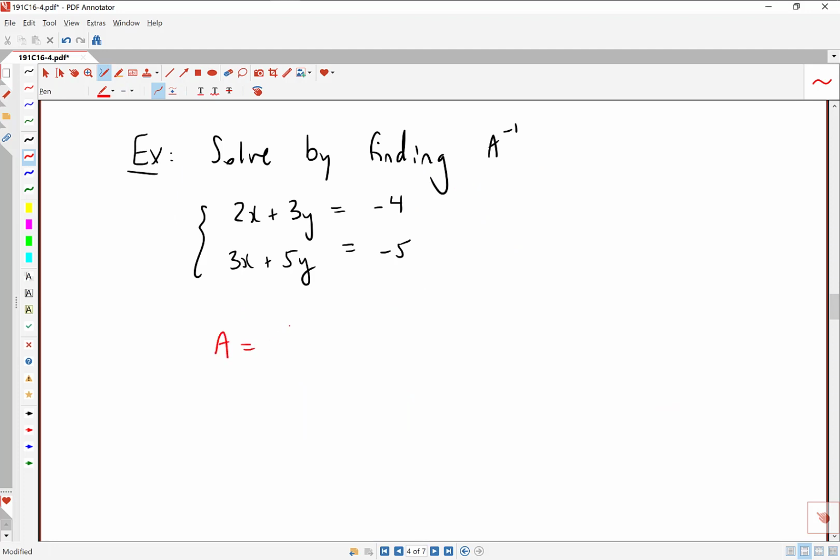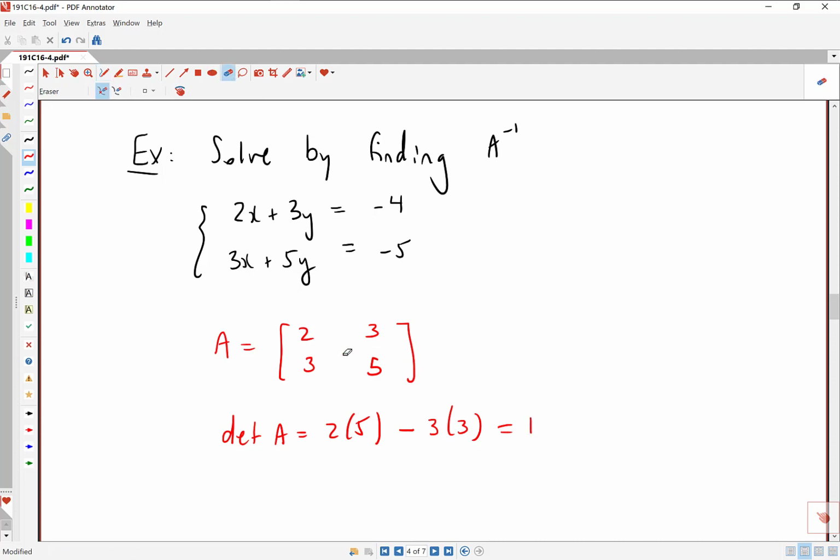So I would first write down what our matrix A is just by pulling the coefficients out of the system of equations. There we go. 2, 3, 3, 5. And then we can think about finding A inverse. So to find A inverse for a 2 by 2 matrix, we're first going to calculate the determinant of A. So we multiply the entries on the main diagonal, and then we subtract off the product from the backwards diagonal. So 2 times 5 minus 3 times 3 would give us 1. Okay, that's nice. Our determinant comes out to 1.